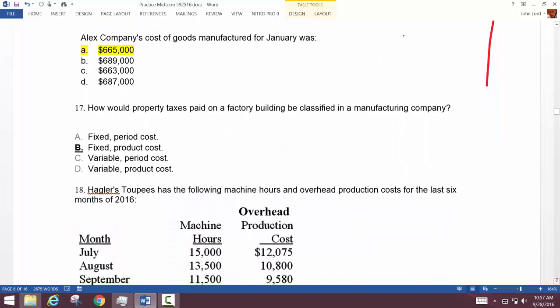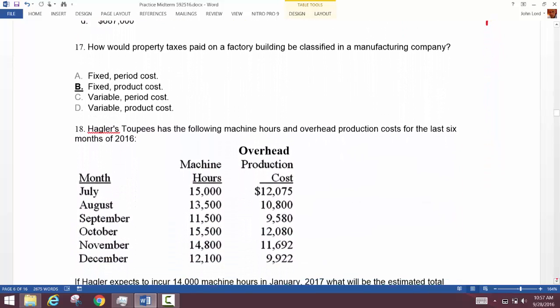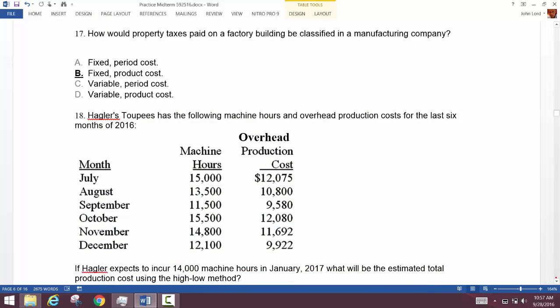How about property taxes? Property taxes. Fixed? Why are they fixed? They're fixed product costs. They don't change over the relevant range, right?